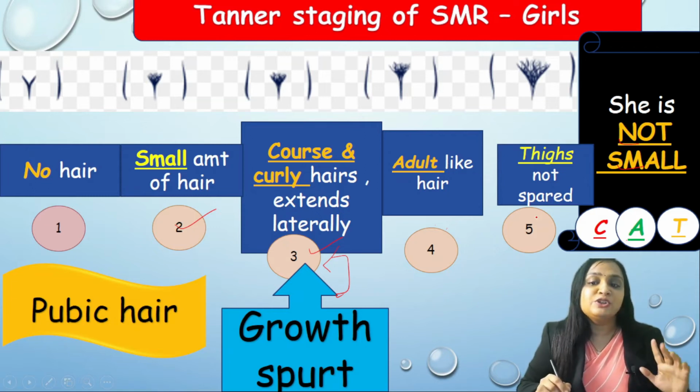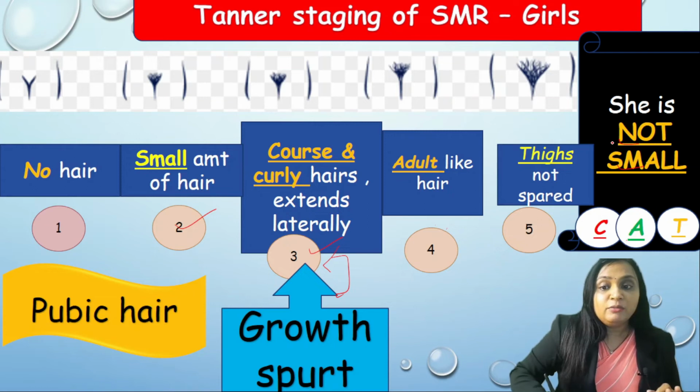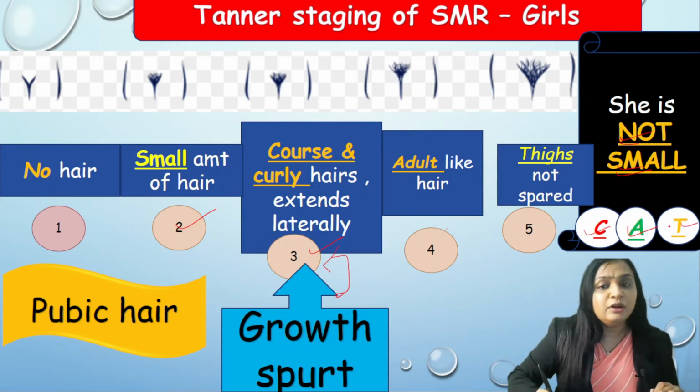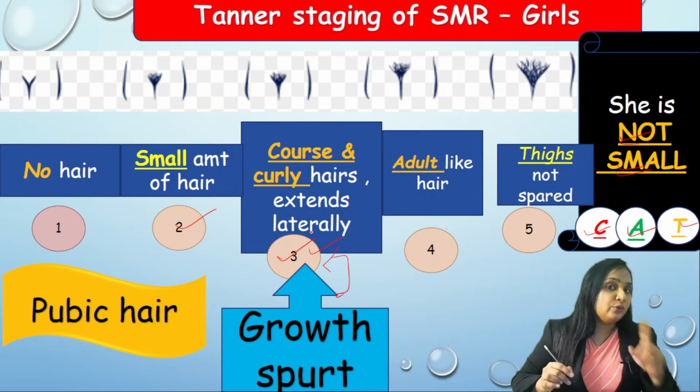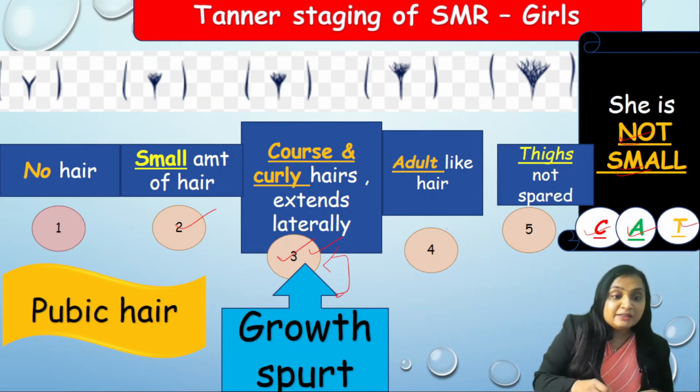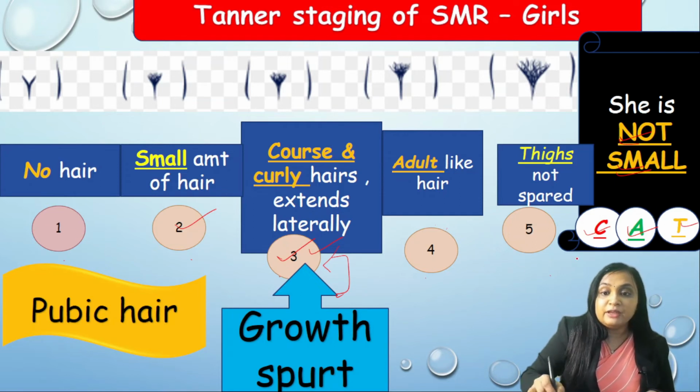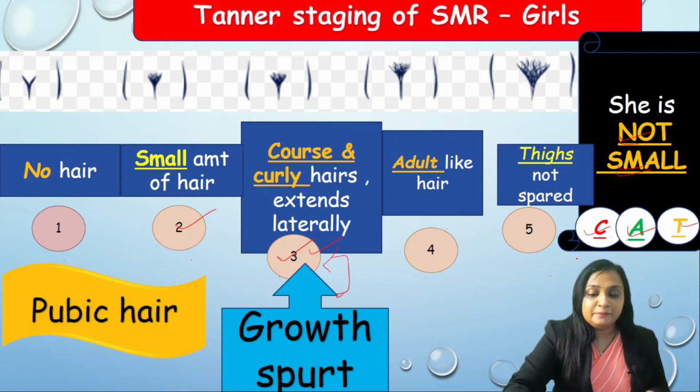So she is not small cat. Starting from no hair, small amount of hair, coarse and curly hair, adult-like hair, and thighs are also involved. So easy. And here also at the third stage you are going to have a growth spurt. These are the stages, stage 1, 2, 3, 4 and 5. She is not small cat.